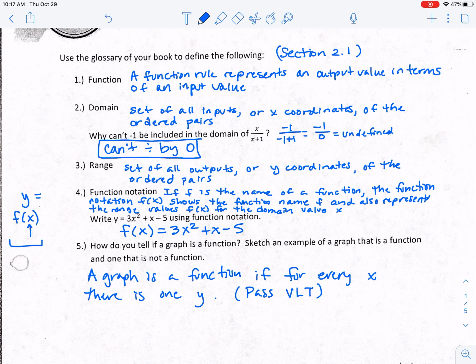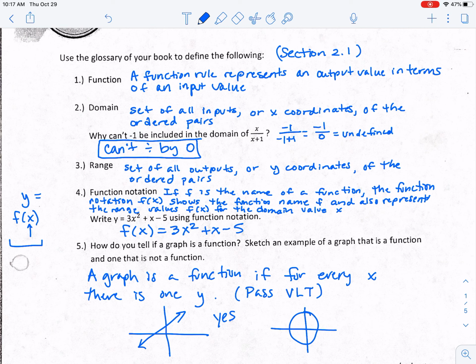Okay, so for example, this graph, is it a function? As you move your domain from -infinity to +infinity, and you use that vertical line, moving it left to right, do you hit exactly 1 point? Meaning for every x, there's one y. The answer is yes, this is a function. Okay?